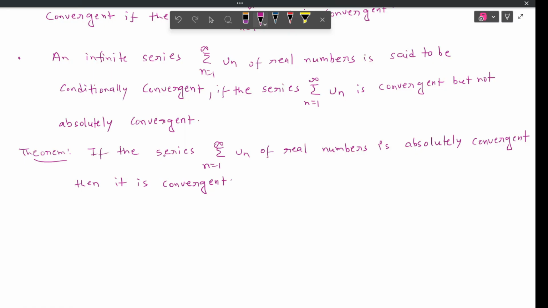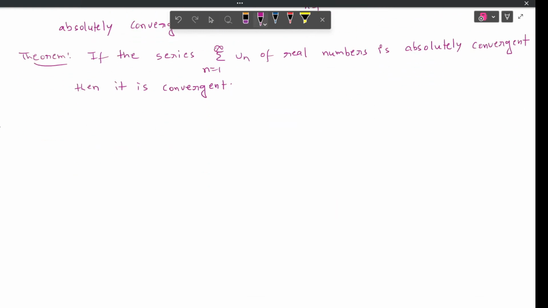So let us see one question. Show that the series 1 minus half plus 1 by 3 minus 1 by 4 converges conditionally. Let's see the answer.